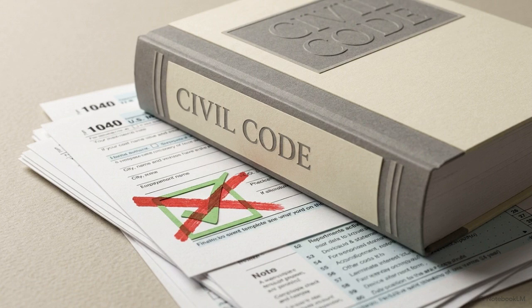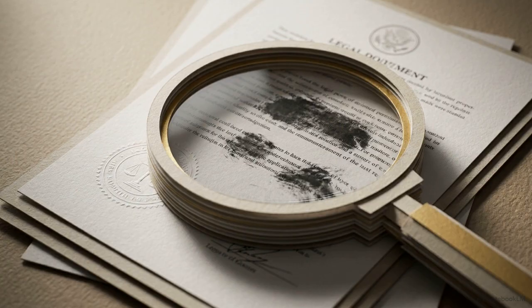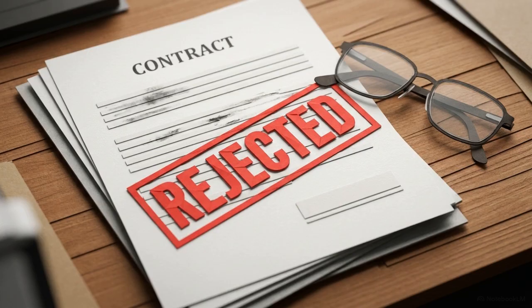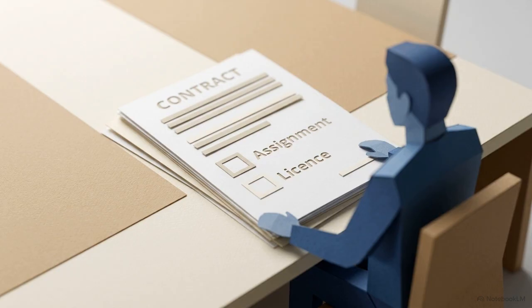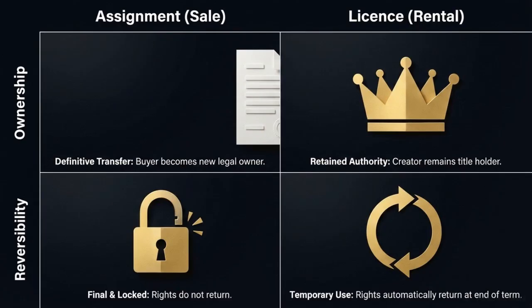Tax law follows civil law. If you don't have a legally flawless civil contract proving exactly how those rights moved from you to the client, the tax optimization will fail completely during an audit. Deciding between an assignment and a license is the primary strategic lever you use to control the future of your creative business. This matrix breaks down what you trade away.